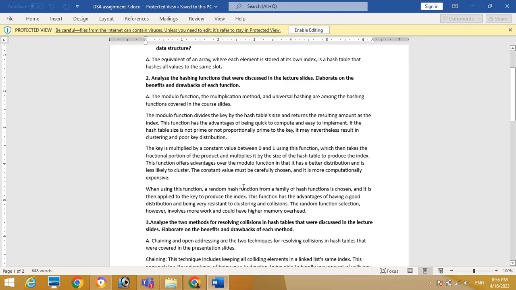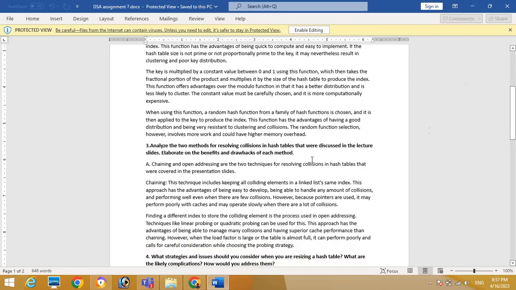By using universal hashing, a random hash function from the family of hash functions is chosen and it is then applied to the key to produce the index. This function has the advantage of having a good distribution and being very resistant to clustering and collisions. The random function selection, however, involves more work and could have higher memory overhead.